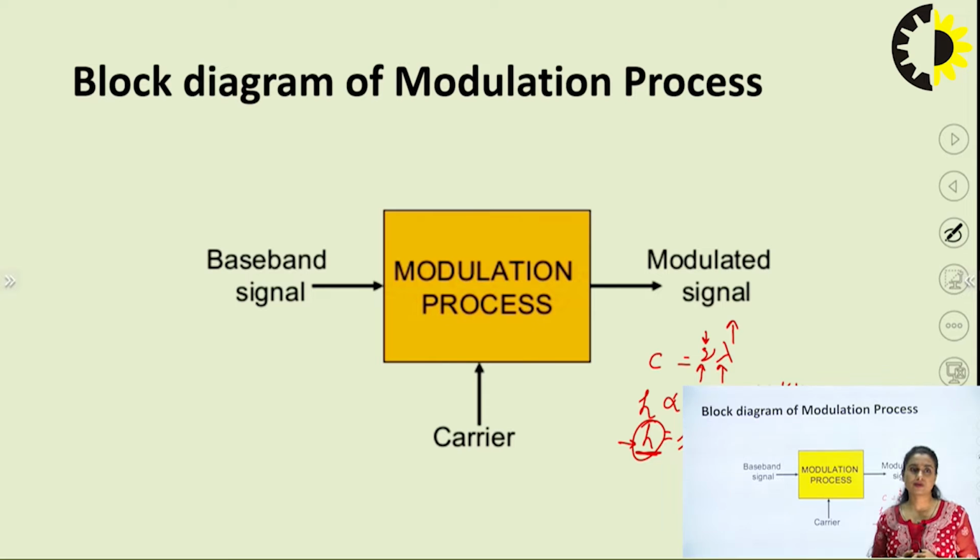Another reason why we use modulation is better use of multiplexing, right? So there are several reasons why we need modulation. After that, if we need to understand what modulation is, how does it happen? Modulation will be a black box to which one input is my baseband signal, and another input will be my high frequency carrier wave.